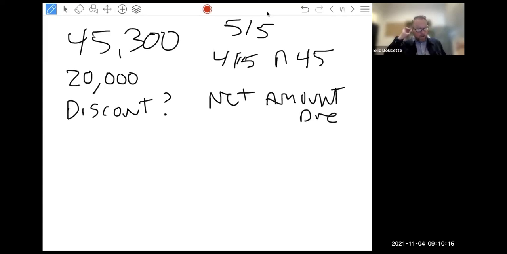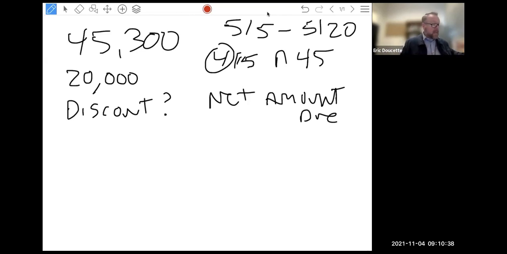Now, when you work the partial payment problems, the temptation is going to be to take the $20,000 and then take the discount percentage off. So in this case, if it was paid by 5/20, 15 days later, then they would get a 4% discount off of their partial payment. Now, because they're not paying the whole amount, they don't get a discount off the whole amount. They only get a discount off of the amount that they have paid, so in this case, $20,000.